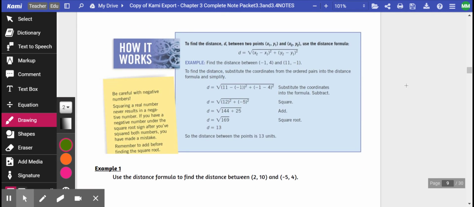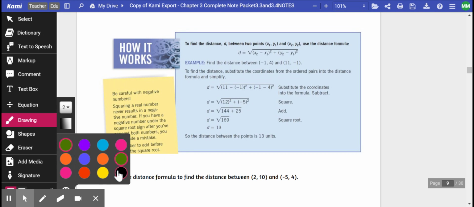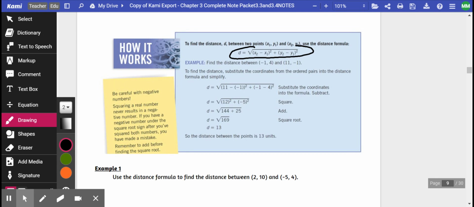So here is your formula right here, where you have D equals the square root of the change in x, or x2 minus x1, and that will be squared, plus the change in y squared. And you're going to use your points, and this would be your first x and your first y, and then your second x and your second y. You're going to use those points in the equation and use order of operations to get your final answer.